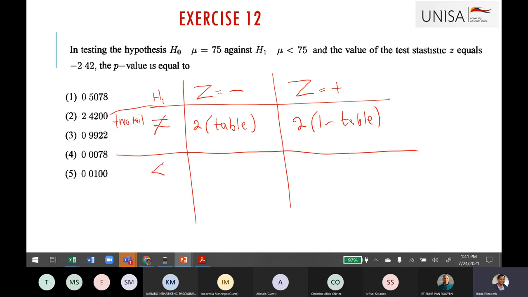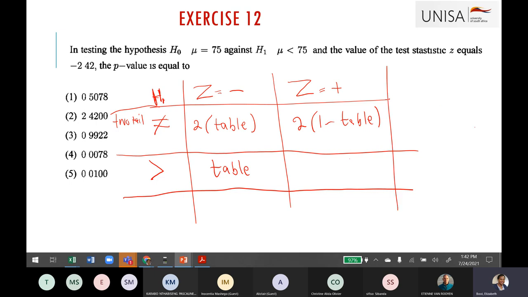Let's start with the greater than, so that we get to the less than later. For an alternative hypothesis where our z value is negative, if the value is negative, we just read the table value.